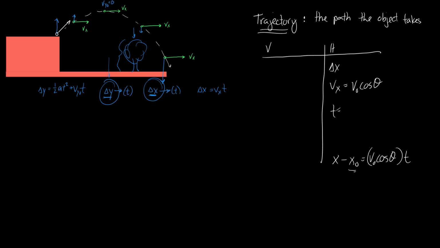And I don't know where, we'll just assume it's launched from an origin. I think that makes the most sense. But on the other side, delta y, vy naught, vy, a, and t.